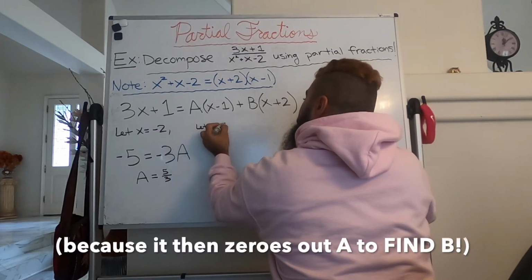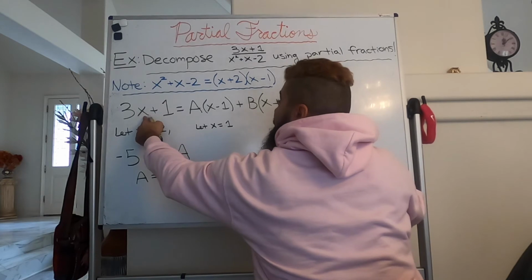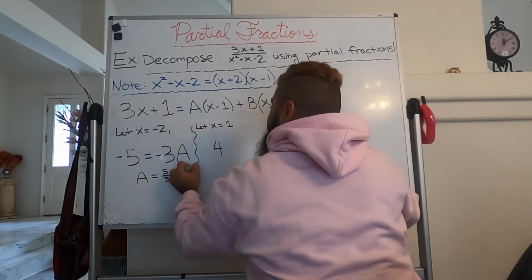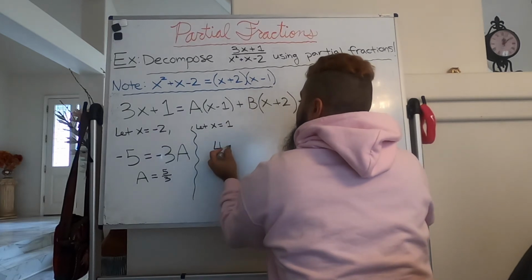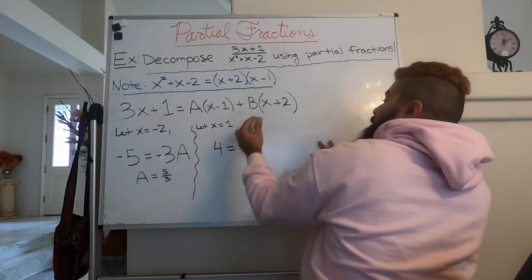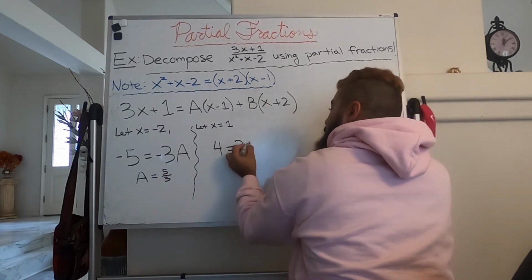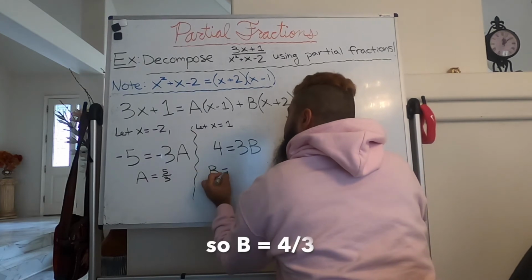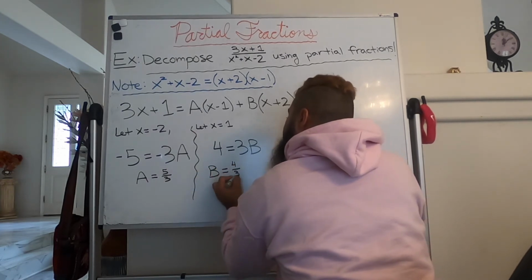To find B, we just let x equal 1. Then the left side becomes 1 times 3 plus 1, which is 4. Put a little dividing line. 4 is equal to 1 minus 1, which is 0, plus 3B. Dividing both sides by 3, B is equal to 4/3.